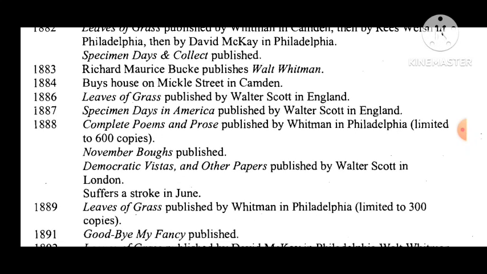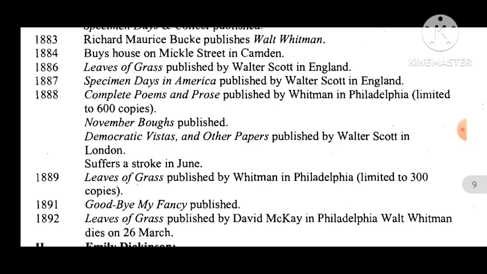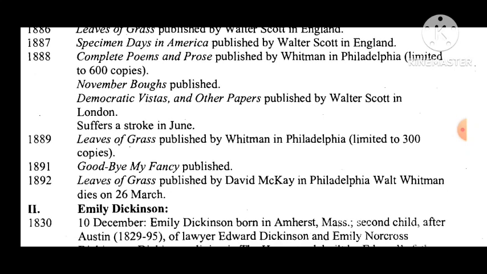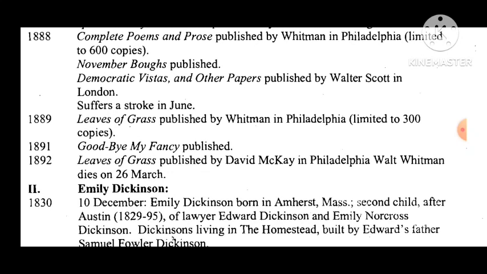1883, Richard Maurice Bucke's book publishes Walt Whitman. 1884, buys a house on Mickle Street in Camden. 1886, Leaves of Grass published by Walter Scott in England. 1887, Specimen Days in America published by Walter Scott in England. 1888, Complete Poems and Prose published by Whitman in Philadelphia, limited to 600 copies. November, Democratic Vistas and other papers published by Walter Scott in London.